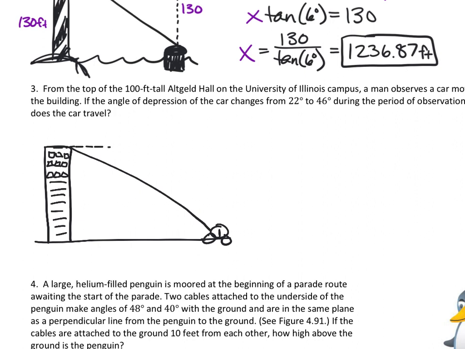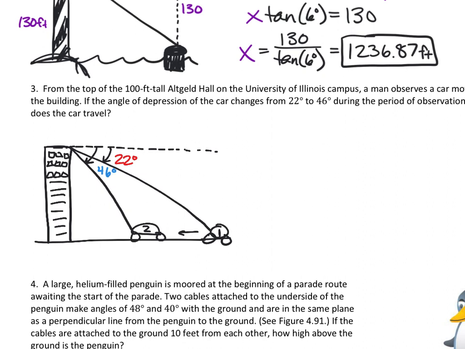What does the problem say is the angle of depression for that first car? 22 degrees. It says it changes from 22 to 46. So the first time we see the car, we were looking at an angle of 22 degrees. Okay, then the car is moving toward the building, so it moves a little bit. Here's car number 2. It's the same car, but it's moving this way. Okay. And we look again, and this angle is 46 degrees.